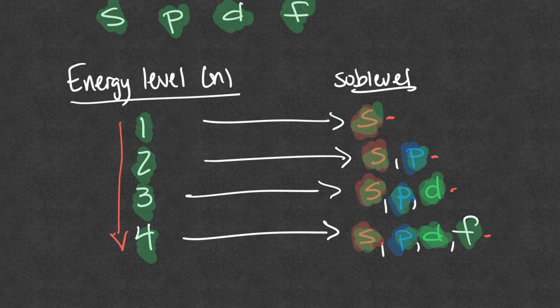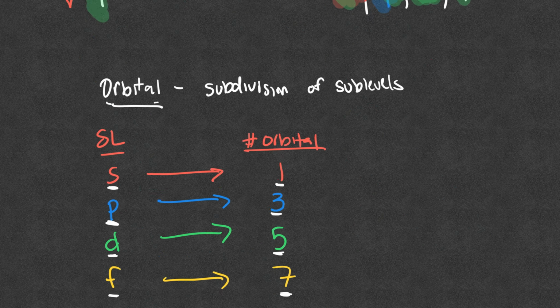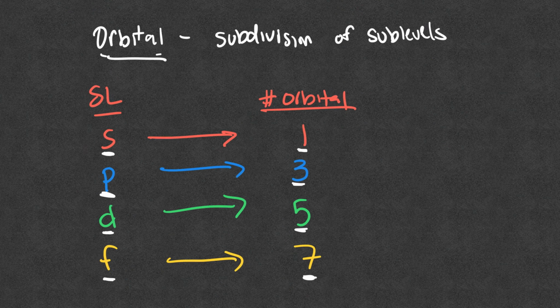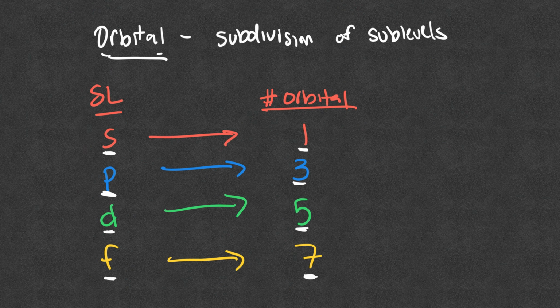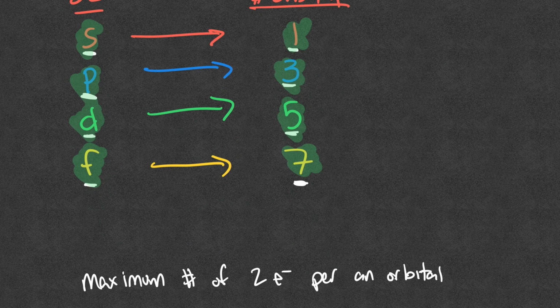Now, within sublevels, it's also broken down further into what we call orbitals. Orbitals are just the actual space where we could find the electrons. Depending on the sublevel depends on how many orbitals it contains. Within the S sublevel, there's only 1 orbital. In the P sublevel, there are 3 orbitals. In the D sublevel, there are 5 orbitals. In the F sublevel, there are 7 orbitals. And we know that per orbital, you can only have a maximum of 2 electrons.